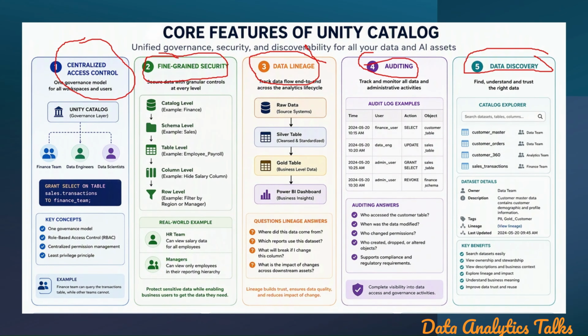To summarize, there are five core features of Unity Catalog: centralized access control, fine-grained security, data lineage, auditing, and data discovery. Together, these five capabilities make Unity Catalog much more than a metadata catalog. It becomes a complete governance platform that helps organizations securely manage, understand, and trust their data and AI assets at scale. I hope now we got the core features of Unity Catalog.